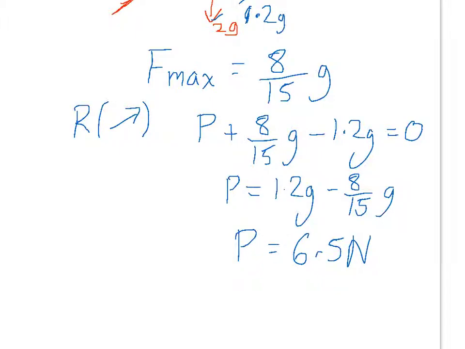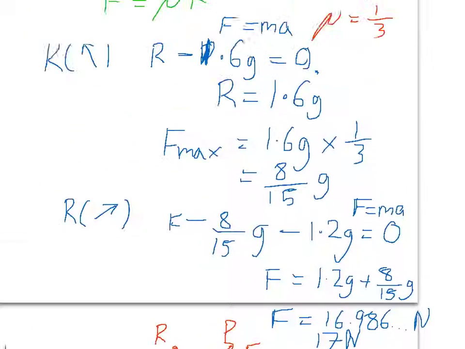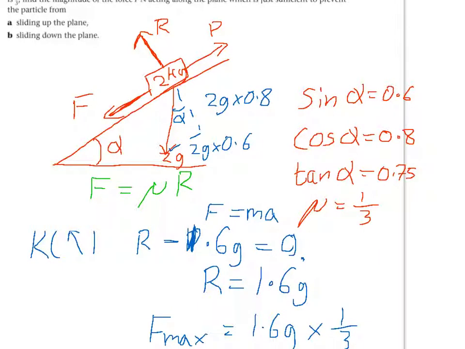Now with these style questions, it's really important to make sure you draw a really clear diagram and to make sure you identify the components of the weight that's acting down the slope and the weight that is acting perpendicular to the slope, and then to calculate the friction max by remembering that friction max is equal to the coefficient of friction times the normal reaction.